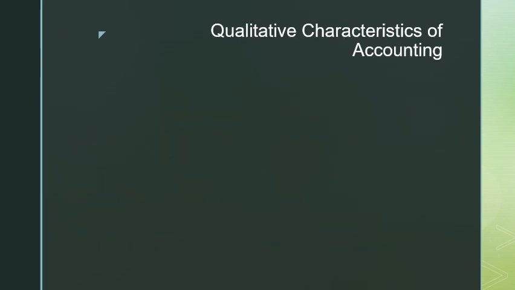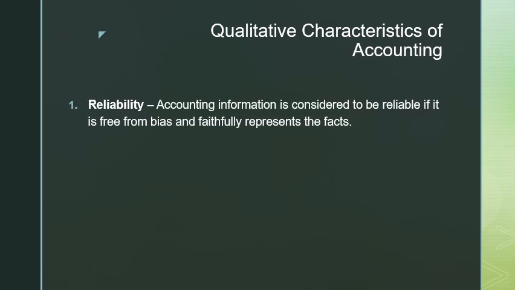Then qualitative characteristics of accounting. The first one, reliability. Accounting information is considered to be reliable if it is free from bias and faithfully represents the facts. Then only it is termed as reliable. It should be free from all bias or errors. Then only we can rely on our financial data, and then we can make our business decisions or investment decisions.